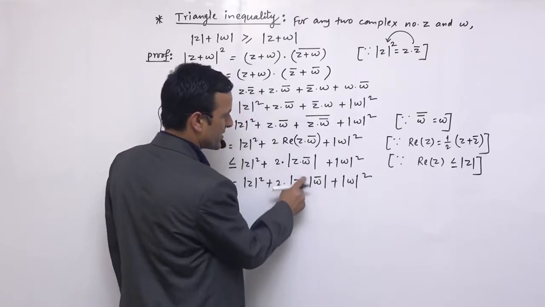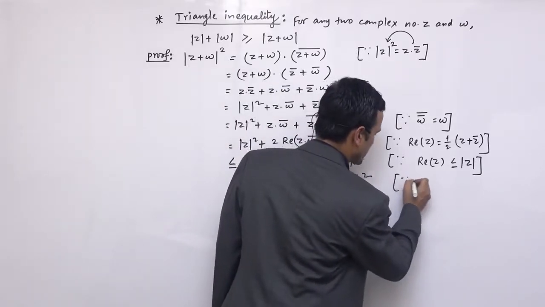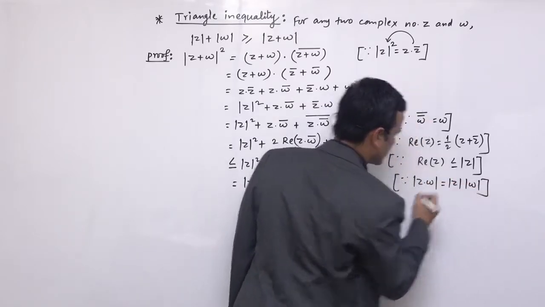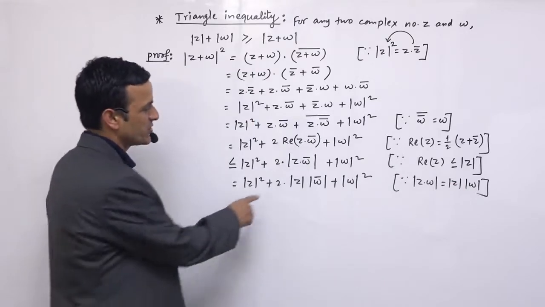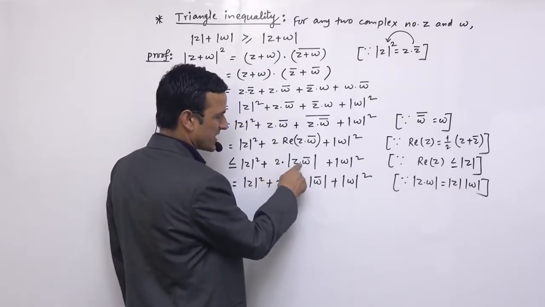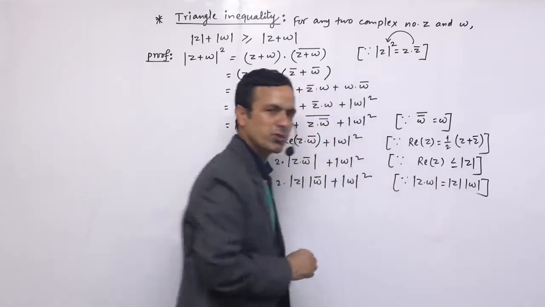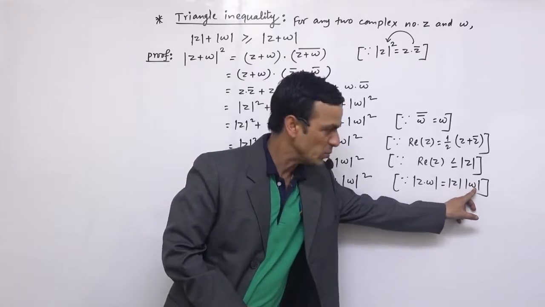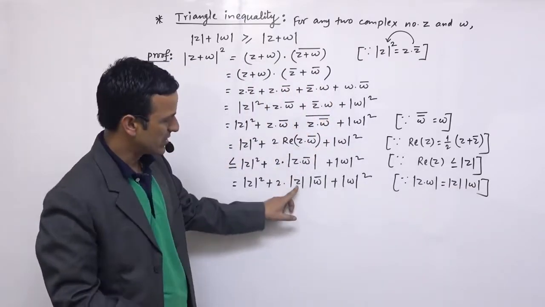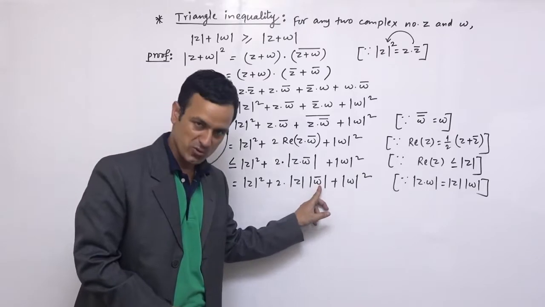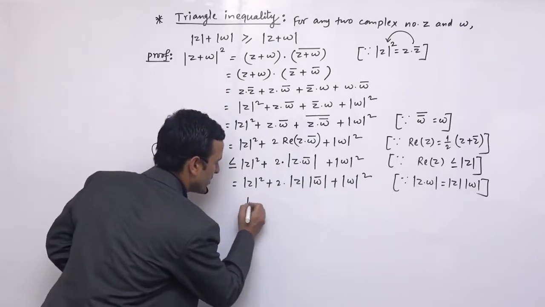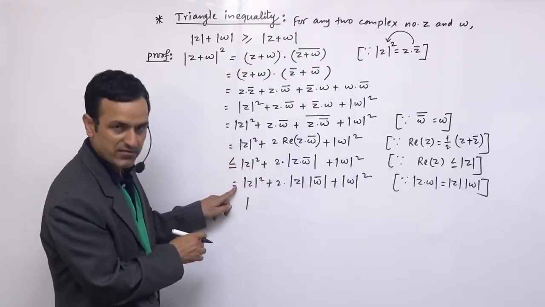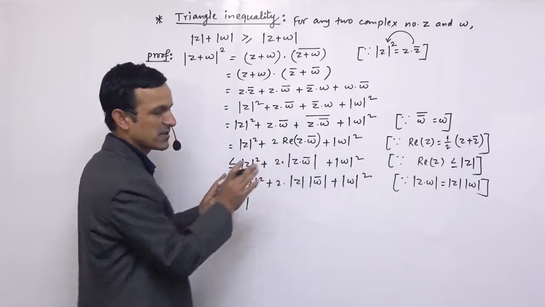So this is the property of product of this conjugate. Modulus z into w means modulus z modulus w. This is the property you are using over here. In the case of a product, we can separate this, like modulus z into modulus w, here modulus z into modulus w bar. So this expression and this expression are equal. That's why write down equal, not greater than, not less than.